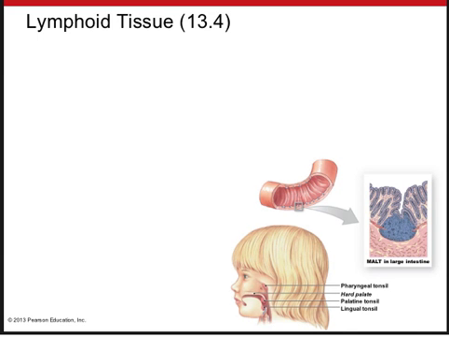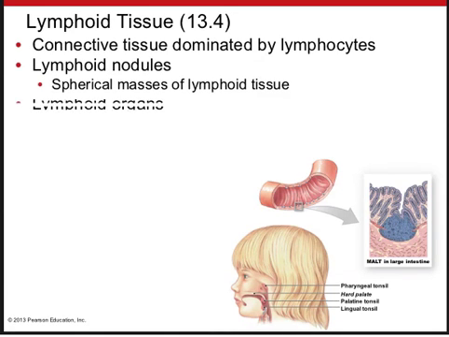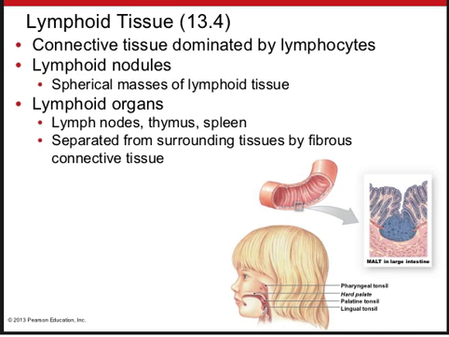Where do we find lymphoid tissue? Well, we find it in a variety of locations throughout the body. Connective tissue is dominated by lymphocytes. Lymphoid nodules are spherical masses of lymphoid tissue that are found in places like the submucosa of the large and small intestine, just to give you one example. Lymphoid organs, such as the lymph nodes, the thymus, and the spleen, are separated from surrounding tissue by fibrous connective tissue.